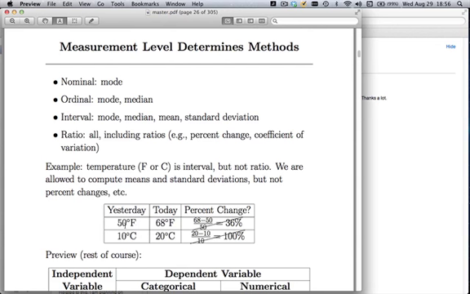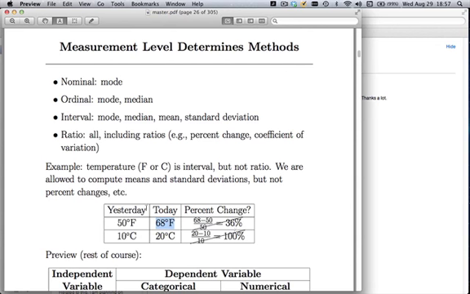So let's see what happens if we try to compute a percent change on an interval but not ratio level scale. Let's say that yesterday was 50 degrees Fahrenheit, and today is much nicer, it's 68 degrees Fahrenheit. So it doesn't make sense to talk about how much warmer it is today versus yesterday in terms of a percent change. Well, let's compute one. So 68 minus 50 divided by 50 is 36%. So it seems that today is 36% warmer than yesterday. But that statement is really nonsense.